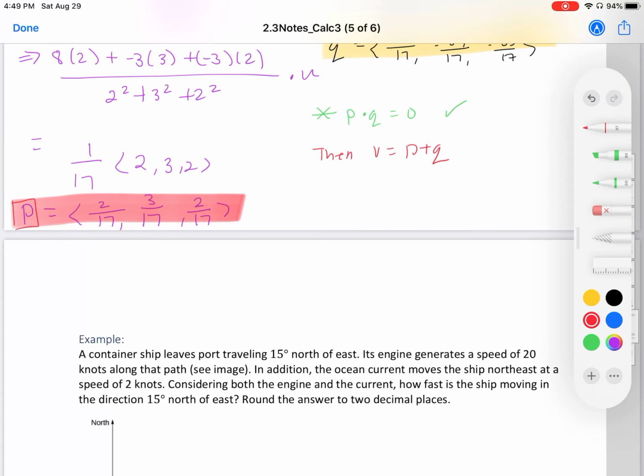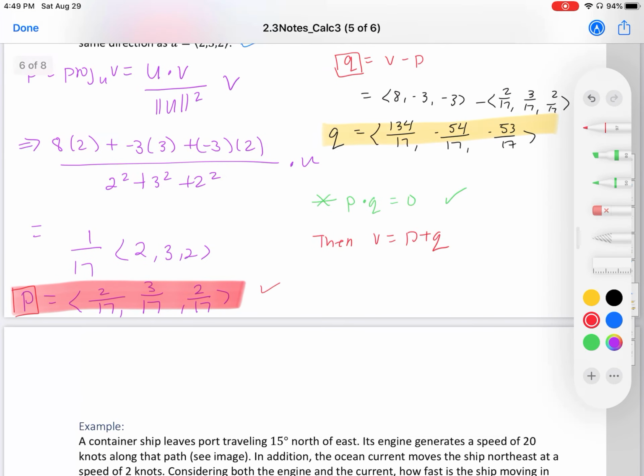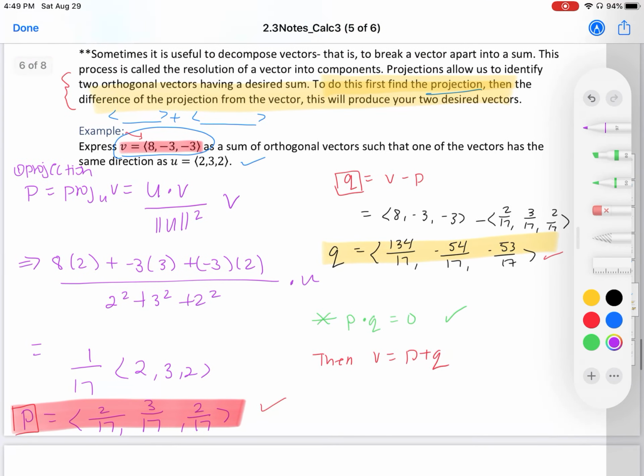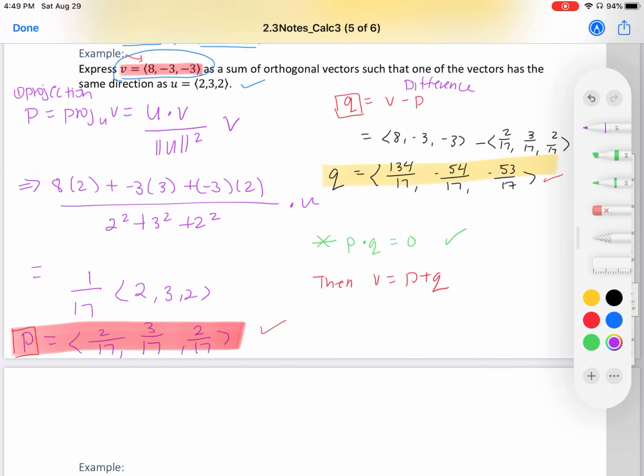So then b is equal to p plus q. You can go ahead and check it. Take your vector p, add it to your vector q, and you'll see they'll add up to your initial vector b. And in case you're thrown off by the instruction, these are the steps. You first want to find the projection. Take the difference from the projection to your vector, and this will give you your two vectors, p and q.